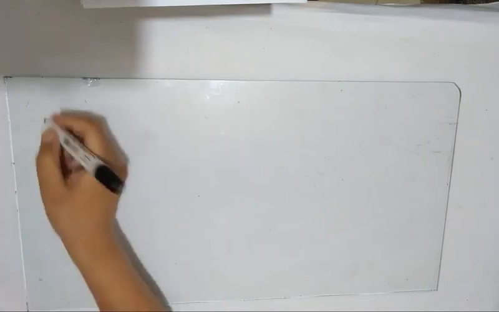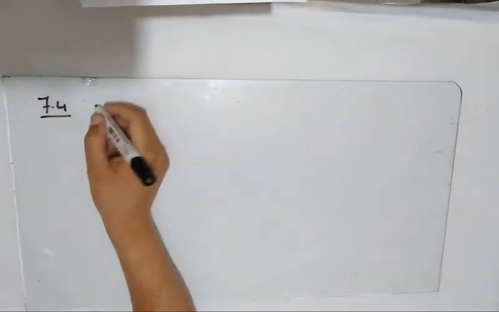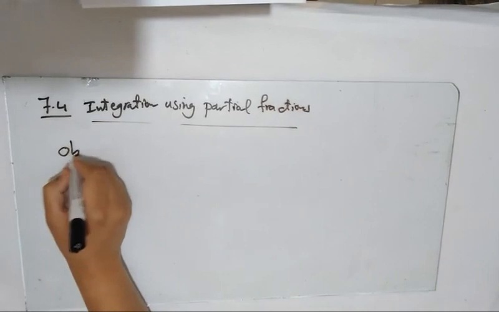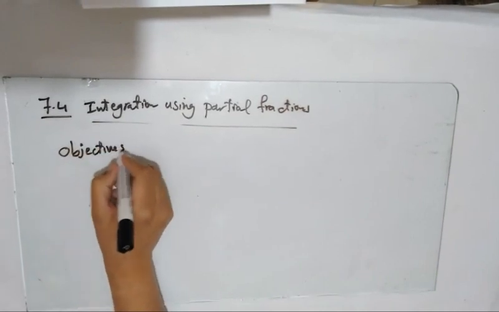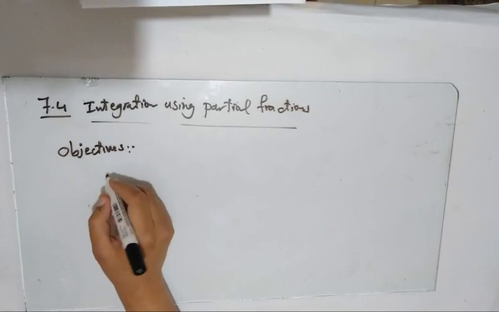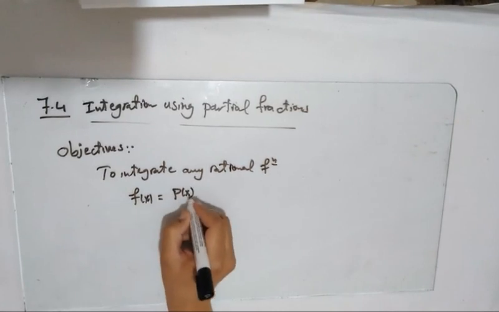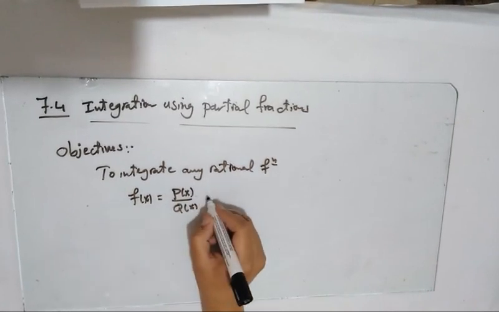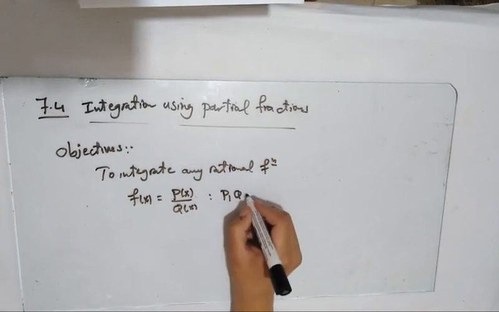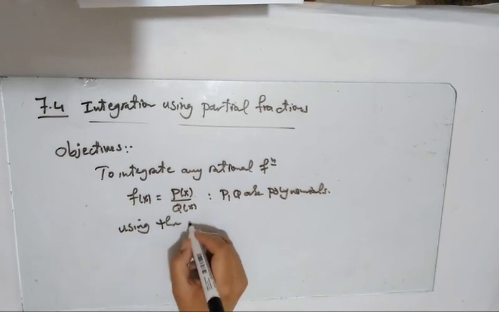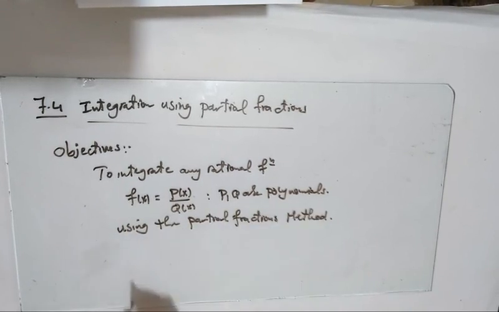Everybody. Today we're going to talk about section 7.4, which is integration using partial fractions. So our objective is to integrate any rational function f of x equals p of x over q of x, such that p and q are polynomials, using the partial fractions method. So first let's see some examples to understand the idea of the partial fraction method.